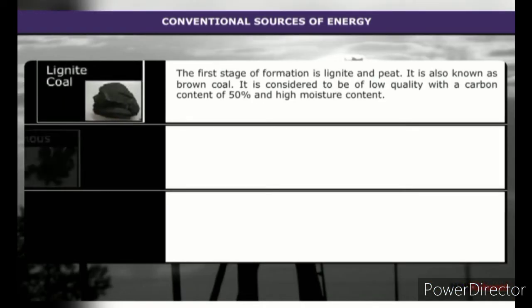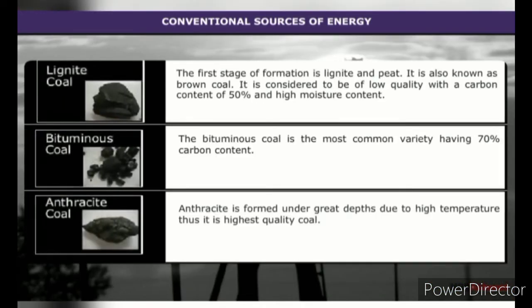Coal is found in three chief grades based on its formation, that is, lignite, bituminous, and anthracite. The first stage of formation is lignite and peat. It is also known as brown coal. It is considered to be of low quality with a carbon content of 50% and high moisture content.